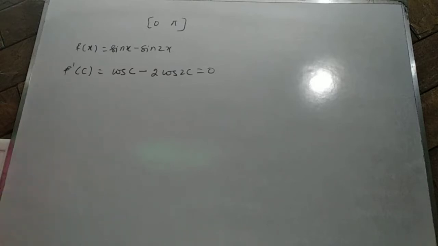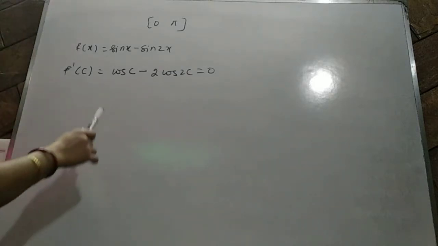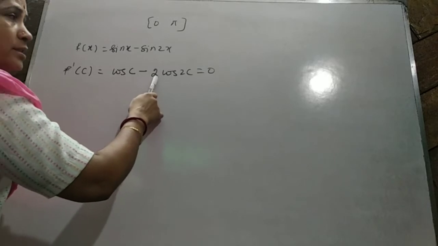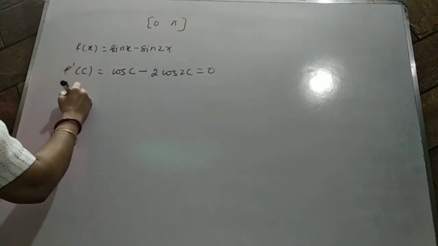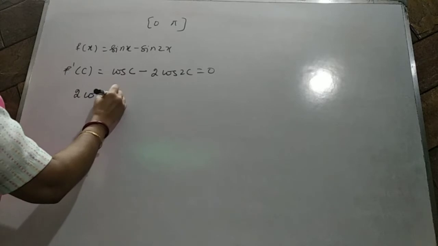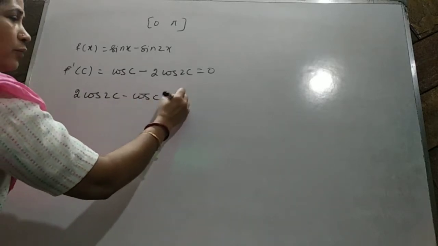When I did the same question in the next batch, I got a different result. Now you have to check it. So cos c minus 2 cos 2c is an entirely different answer. Then you have to do one thing. It becomes 2 cos 2c minus cos c equal to 0.